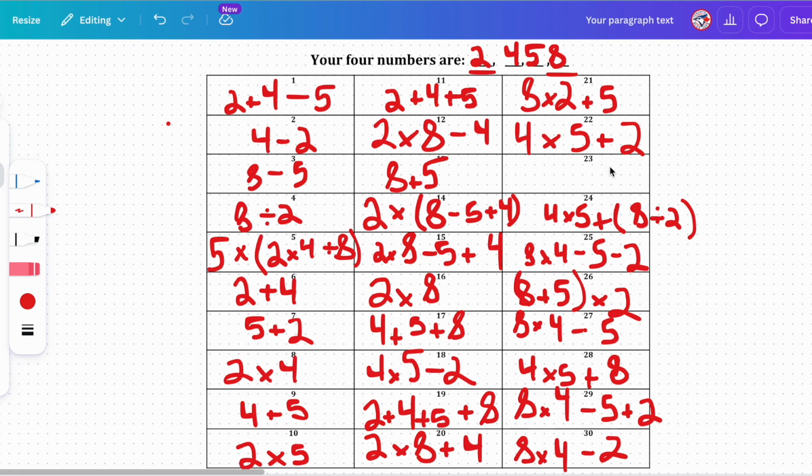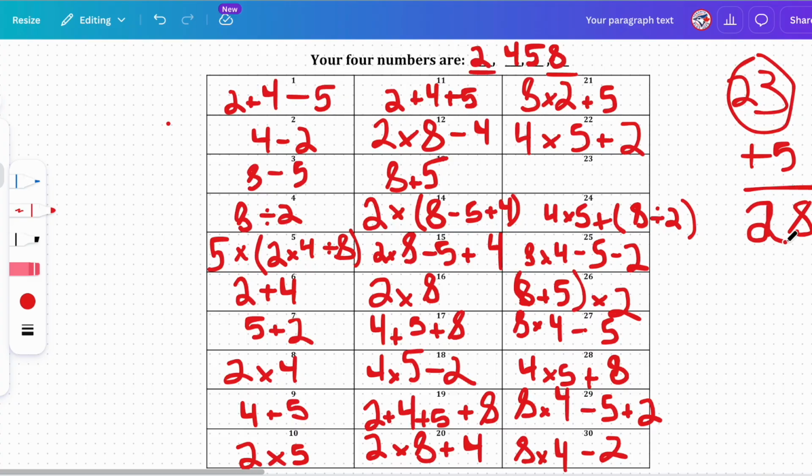23. The beauty of it in a classroom is you'll have 25 or 30 kids working on this. It's usually a great little challenge for them. So you can think, like, 23. If I take away 5 from that, that gives me 18. Can I use the numbers 2, 4, and 8 to make 18? I don't think so. And if I added 5, that's 28. Can I use the numbers 2, 4, and 8 to make 28? I can't. So that strategy won't work.